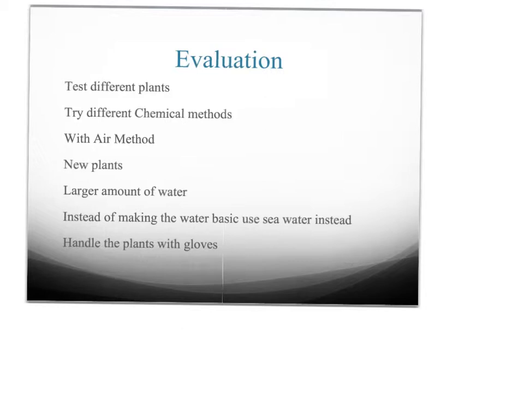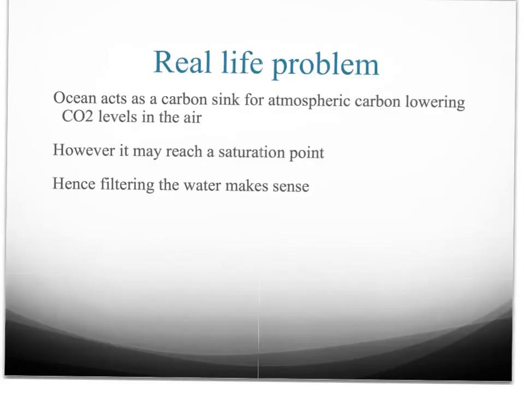Instead of artificially filling our water with hydrogen bicarbonate, we could just take seawater instead from an area where carbon dioxide is more abundant in the water, and see how that would work out. And that way it's more natural and is less likely to harm the plants. And also, before we insert the plants and while we handle the plants, we could use gloves, because the plants are fragile and our touch could have harmed them.